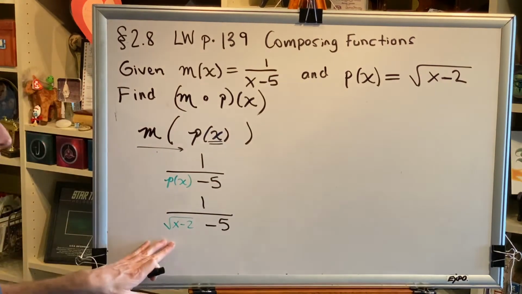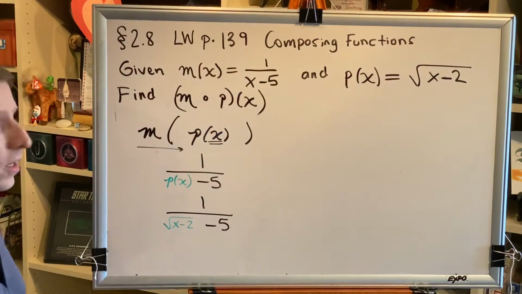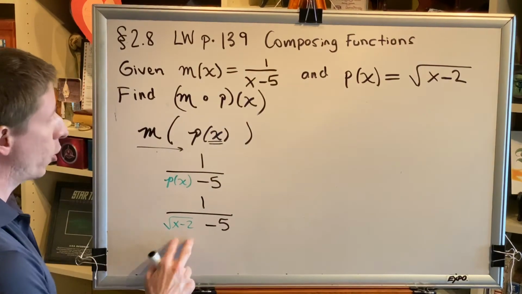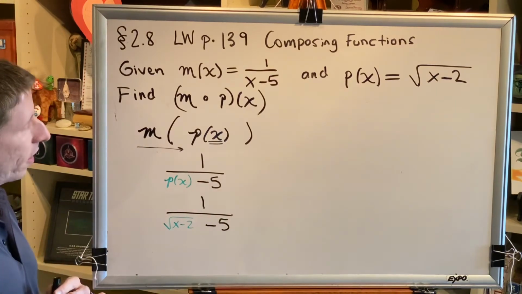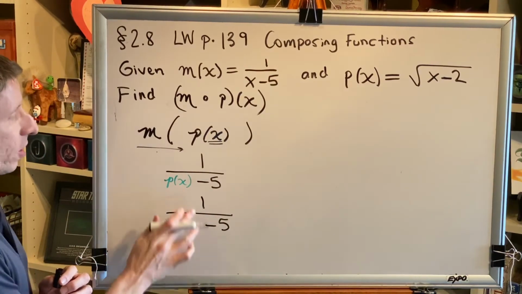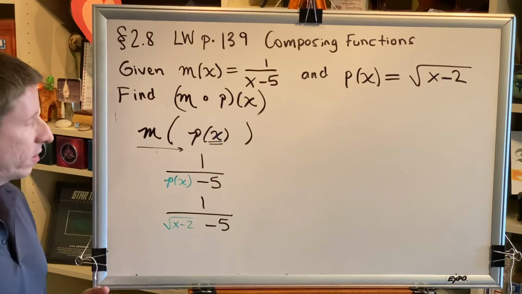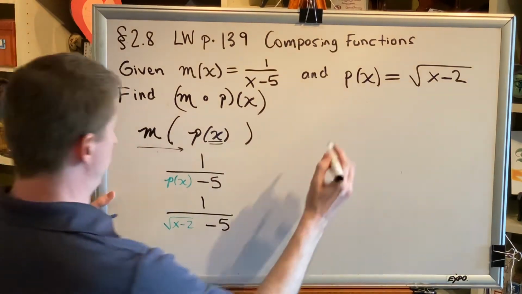Now we ask ourselves, can this be simplified? And the answer is no. Square root is a grouping symbol. The things that are inside it cannot be affected by the things that are outside it. Even though this is a fraction, there are no common factors top and bottom for us to cancel. So this is our final answer.